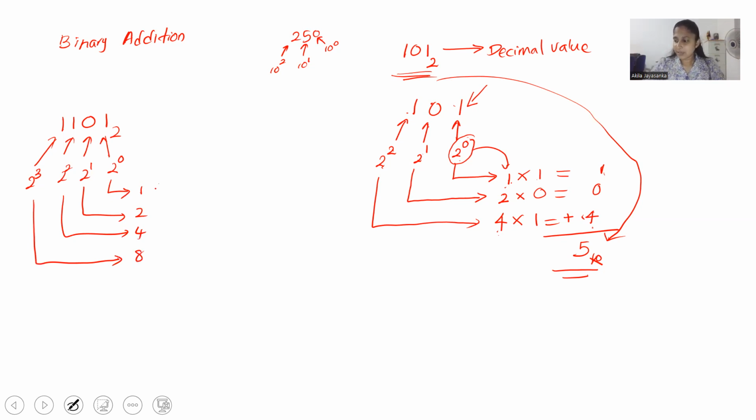Right? Now we can multiply this value by this value. Multiply 1 by 1, 2 by 0, 4 by 1, 8 by 1. Let's multiply these values: 1 by 1 is 1, 2 by 0 is 0, 4 by 1 is 4, 8 by 1 is 8. Now we can add these four values. 8 plus 4 is 12, 12 plus 1 is 13. This is the decimal value.